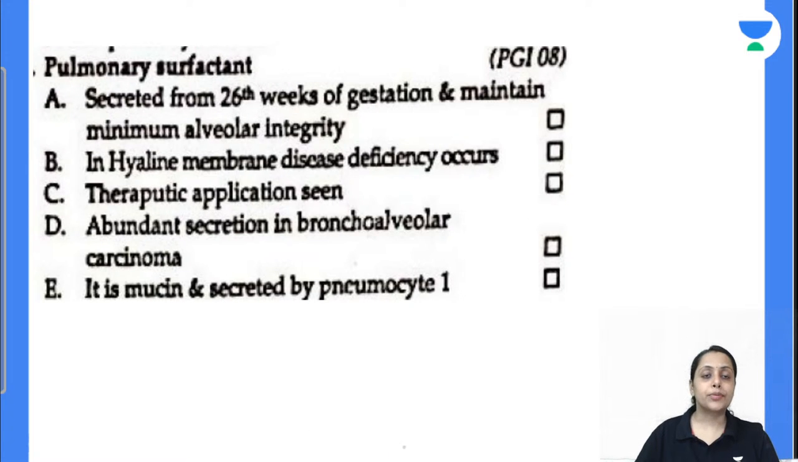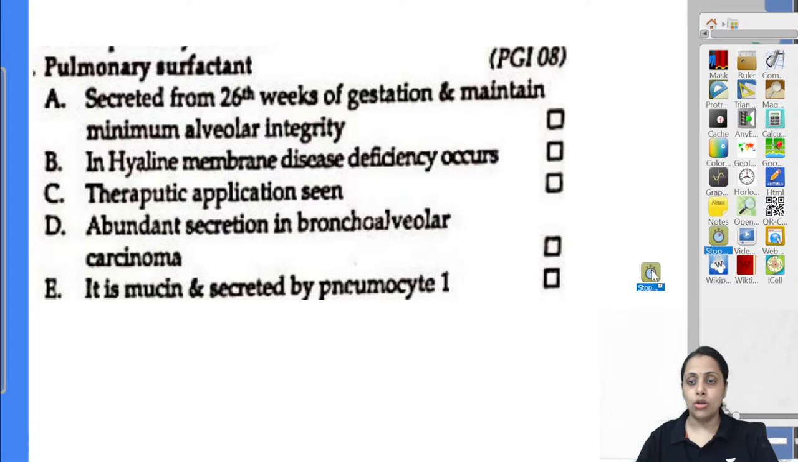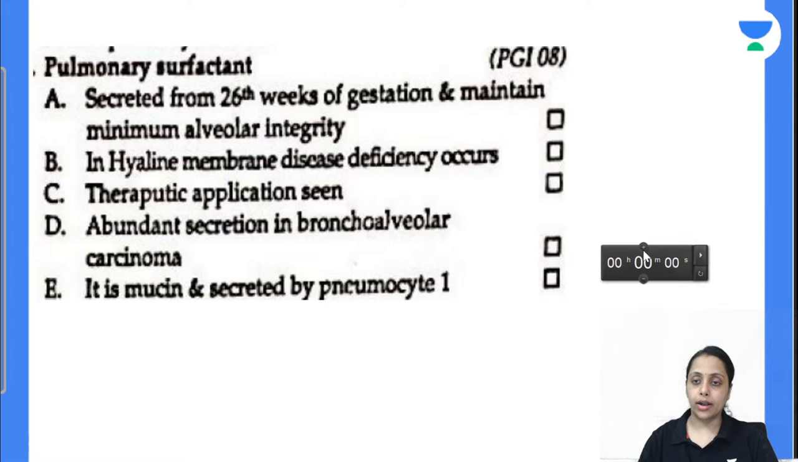Next is option A. Pulmonary surfactant is secreted from 26 week of gestation and maintains minimal alveolar integrity; in hyaline membrane disease deficiency occurs. Therapeutic application is seen. Evident secretion in bronchoalveolar carcinoma. It is a mucin and it is secreted by type 1 pneumocyte. Which of the statements are correct?